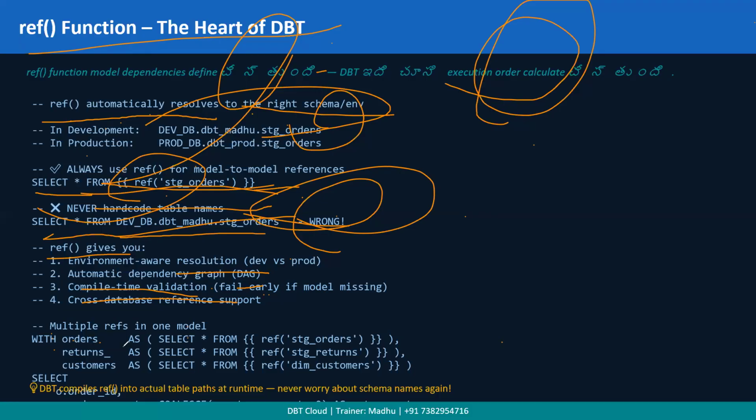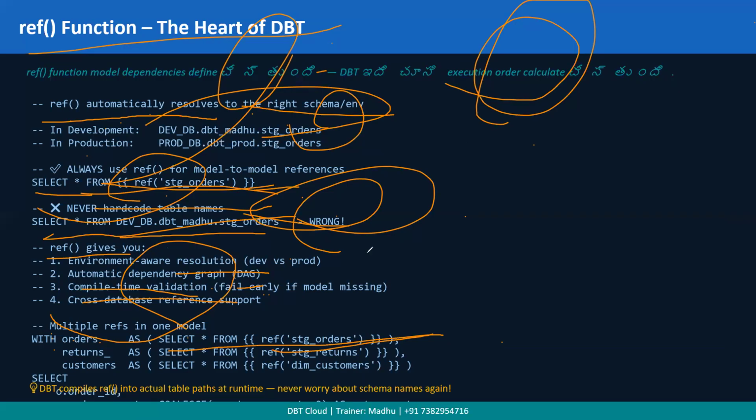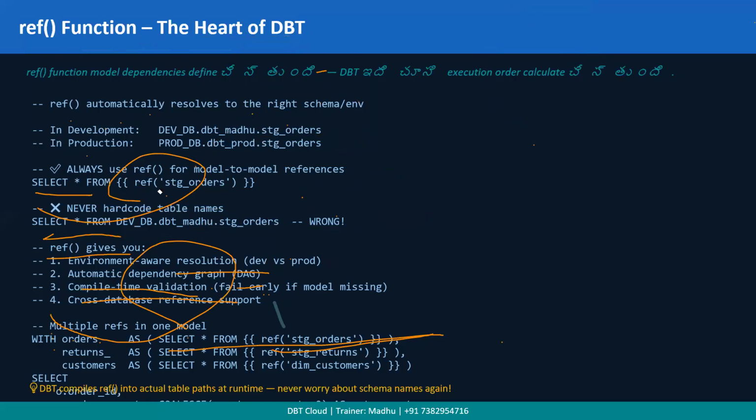We can use multiple references in one model. For example, orders as a CTE from ref of stage orders, returns as a CTE from ref of stage returns, and customers as a select from the stage. We can use the same model where we need it, not unnecessarily, only where we need it.